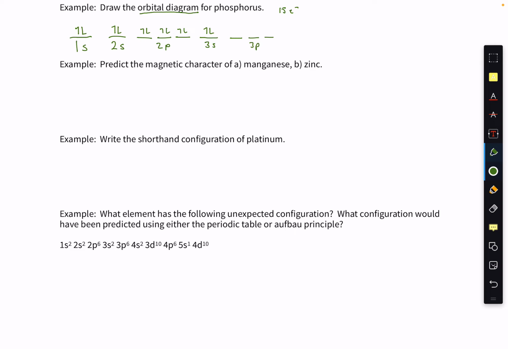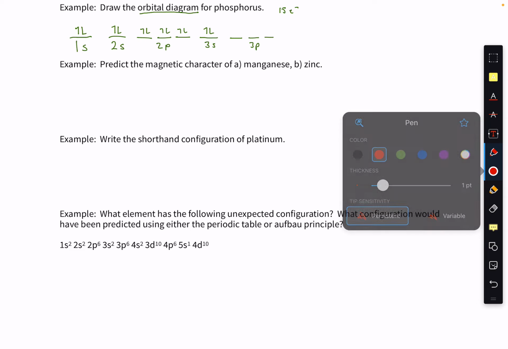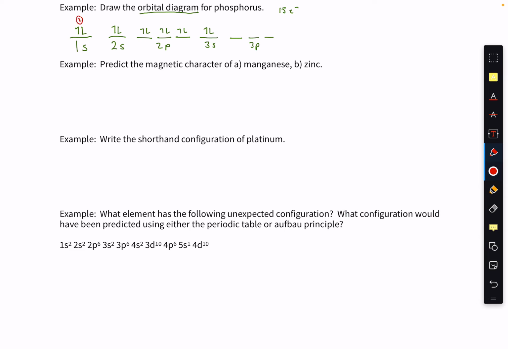Now if I tally up my electrons here, sometimes it's nice to make a little note of how many you have. That's 2, that's a total of 4, that's a total of 10, total of 12. So up through the 3s, we're up to 12 electrons. We need to put in 3 more to get to 15. So, 3p out here. And according to Hund's rule, we want to make sure that we put these last 3 electrons all spin up.